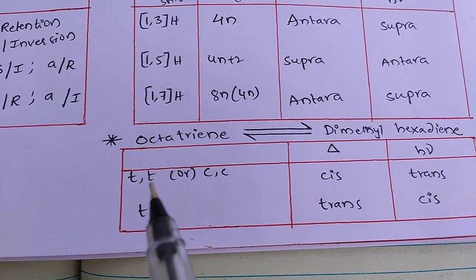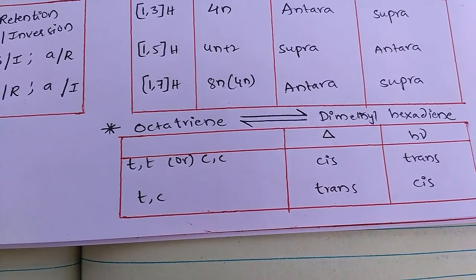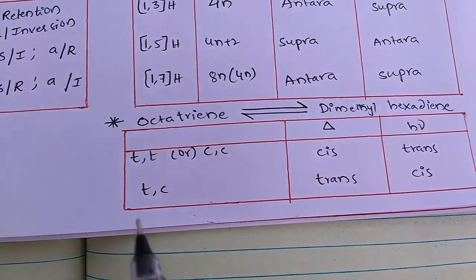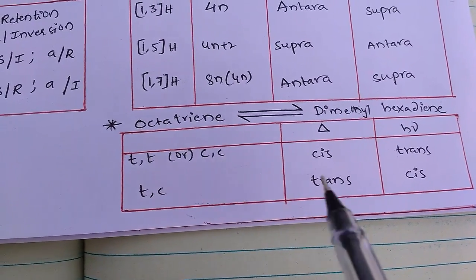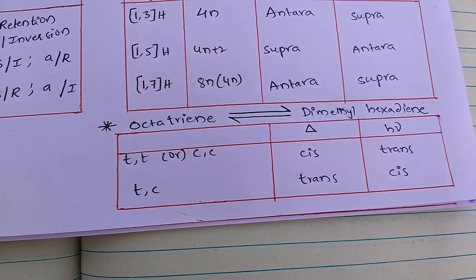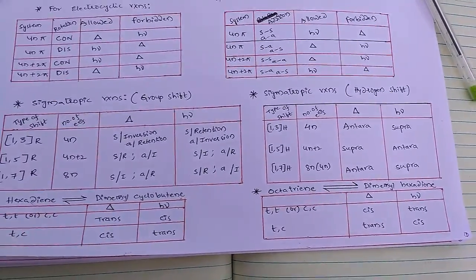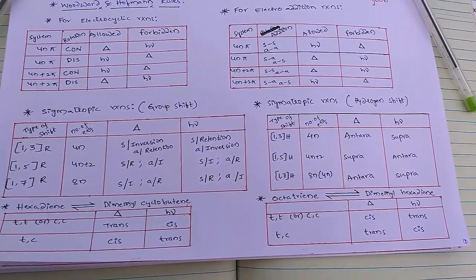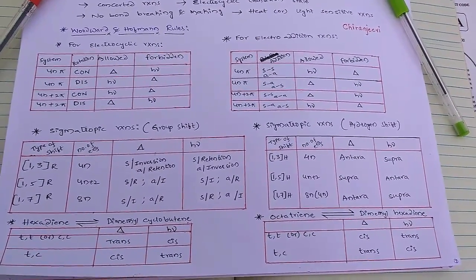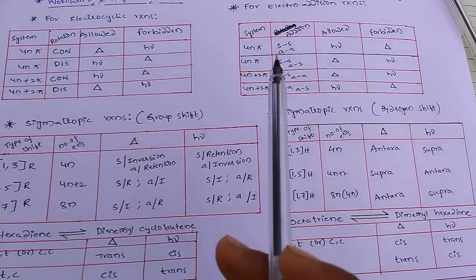If octatriene has trans or cis, that produces the cis product thermally and the trans product photochemically. If you observe trans-cis in octatriene, the trans product is observed thermally and the cis product is observed photochemically. So if you remember all these tables, then you can do 90% of the pericyclic reactions easily in any competitive exams.